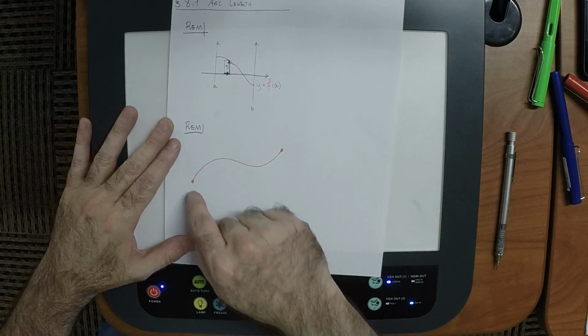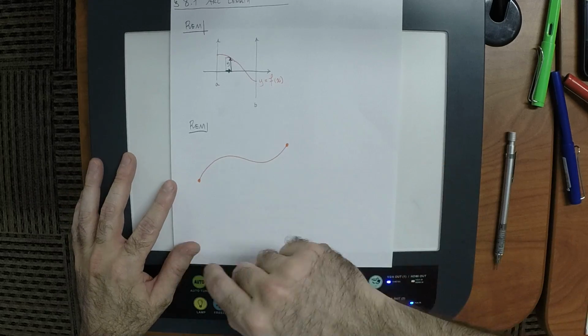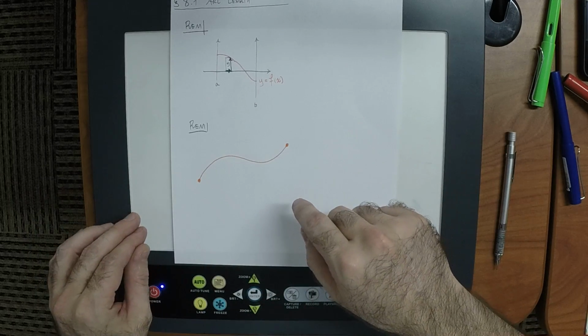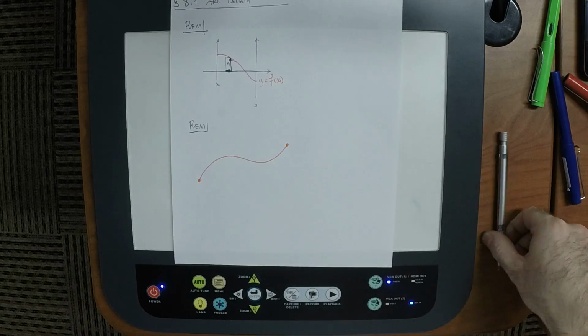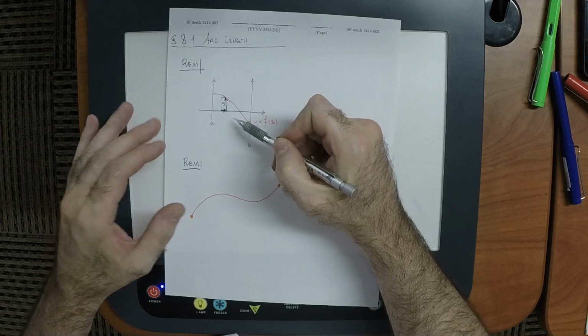So what we want to do is, given the graph of any function, figure out how long that is. The name for that concept is called arc length. The way that we're going to build that concept up is in the same kind of way that we built up signed area.